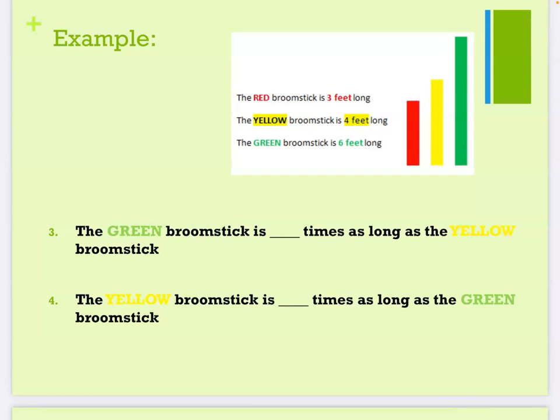Here's another one. Same broomsticks, new question. The green broomstick is how many times as long as the yellow broomstick? So think about that. The green broomstick is 6 feet long. The yellow broomstick is 4 feet long. I'm not asking additively anymore, only for you to look at these multiplicatively. Then the yellow broomstick is how many times as long as the green broomstick? So in other words, reversing those, does that change your answer? It should. Think about it.